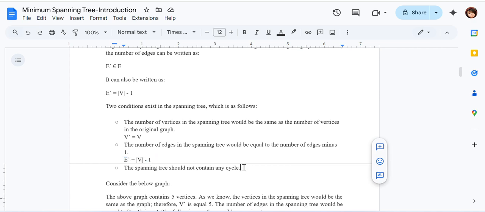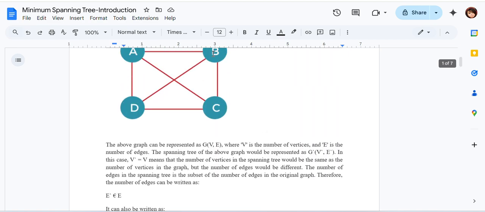The other important condition is that the spanning tree should not contain any cycle. It should be an acyclic graph. Acyclic graph means we do not go back again to the original vertex. In the given graph, I can go to A, from A to D, from D to C, and then I can go back to A from C. So this is called a loop. I should not do that. This is called a cycle. This is not an acyclic graph. This is a cyclic graph.